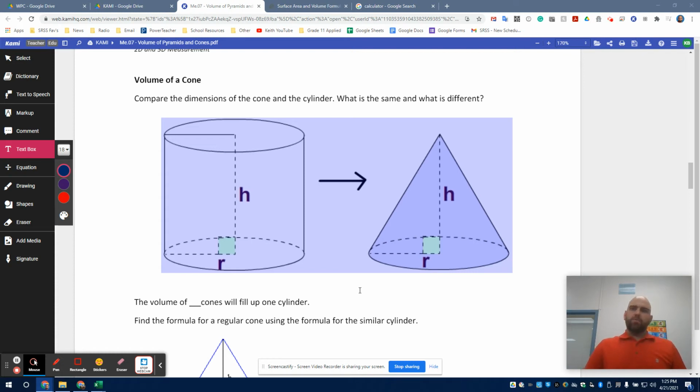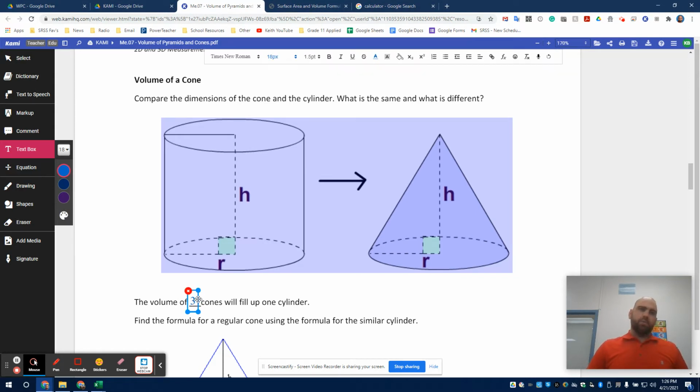Now we're going to take a look at the volume of a cone, and we're going to compare a cone to a cylinder which has the same radius and height. Okay, so same radius and height. Now if you remember back to our rectangular prism video, we looked at a water example, and a cone is exactly the same as that pyramid in that case, where the volume of 3 cones will fill up 1 cylinder.